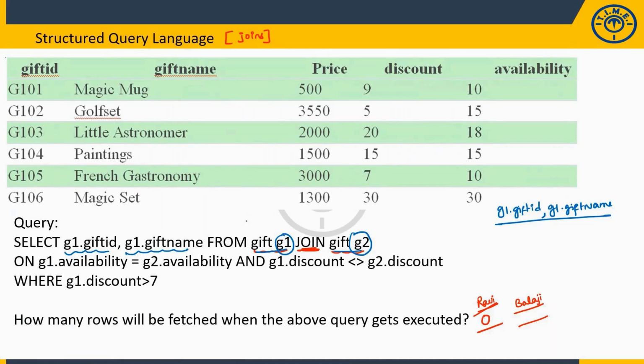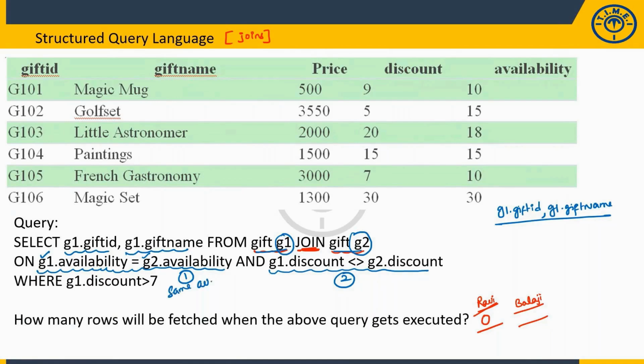So gift 1 and gift 2 are to be compared, meaning each row of the table is compared with each row of the same table. What are the conditions? G1 availability equal to G2 availability. This is the first condition. And G1 discount not equal to G2 discount. So when you compare two gifts, their availability should be the same, but the discount should be different.